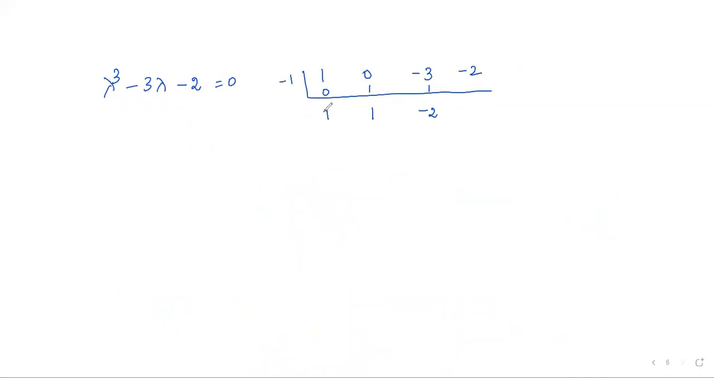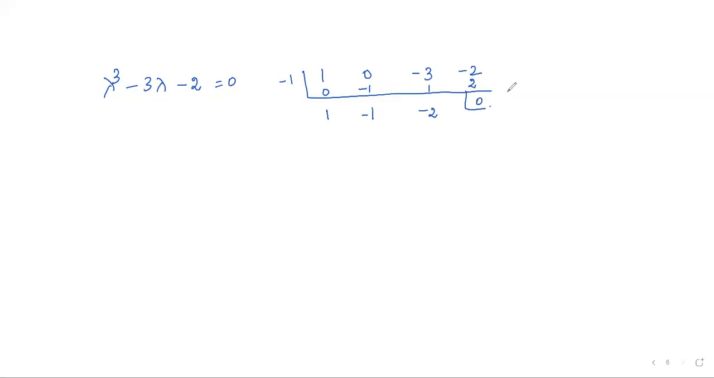So therefore, let us take minus 1. And therefore, here I'll be getting minus 1. So 0 minus 1 is minus 1. Minus 1 into minus 1 is a plus 1. So here it is minus 2. Then minus 2 into minus 1 is a plus 2.